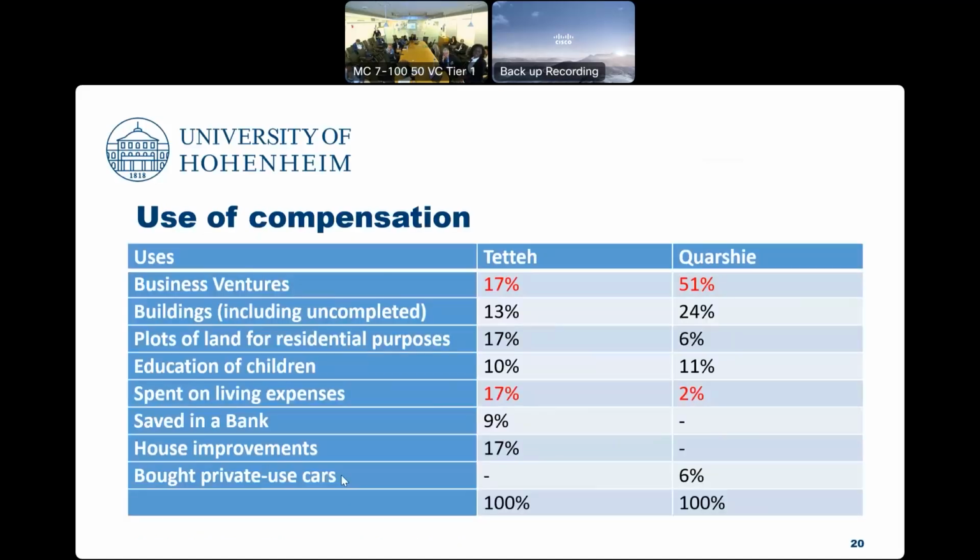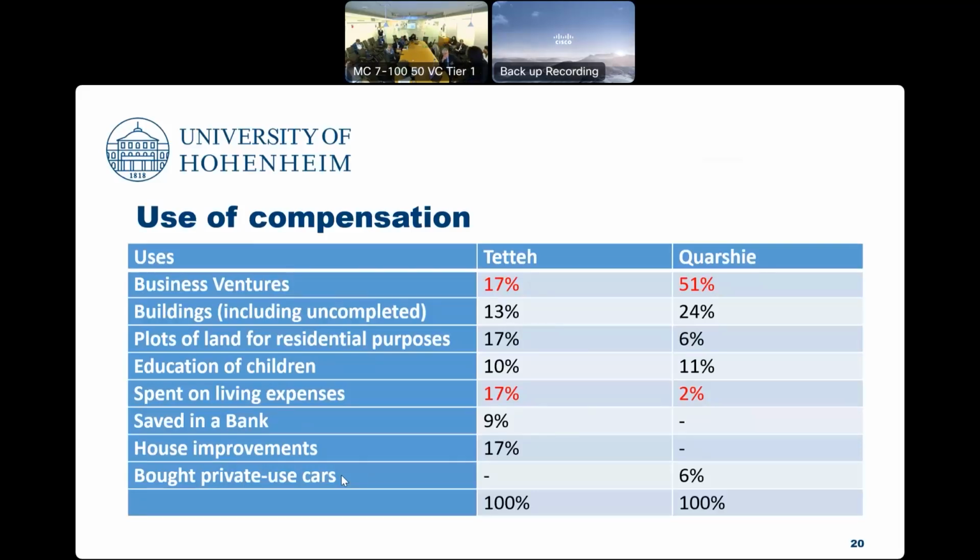How did they use this amount? These figures were interesting. We see that in Kwashi, about half of them invested into business ventures. This number was much lower in Tete. Tete is the formal case, and then Kwashi was the informal case. And the expense on living expenses was a nice way to say that they didn't really know. They couldn't account for how they had used the money. And that was also much higher in Tete compared to Kwashi.